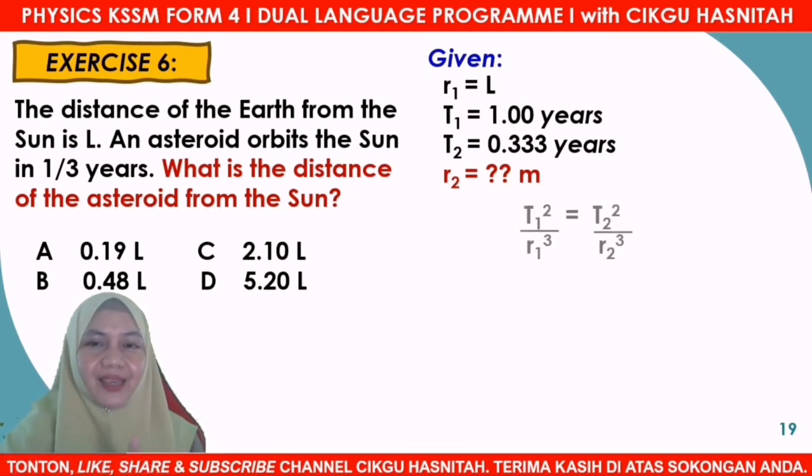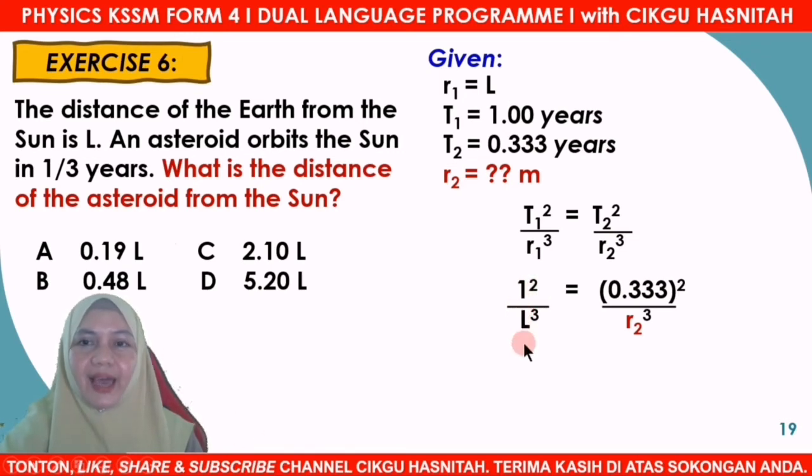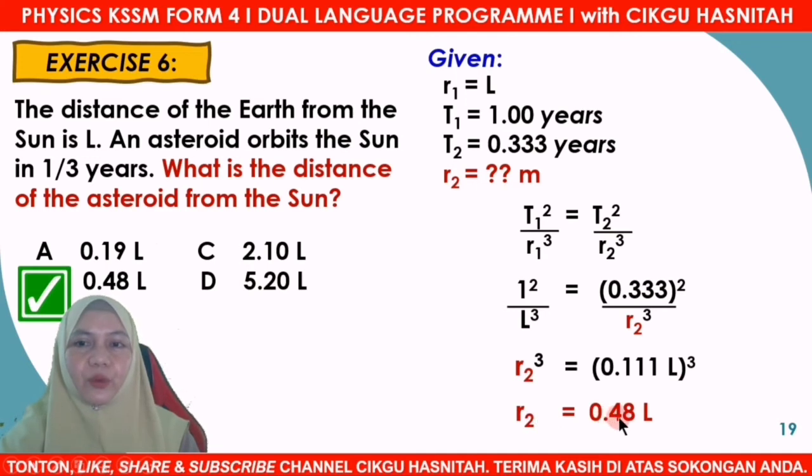So the second step, the equation. T1 R1 refers to the Earth and T2 R2 refers to the asteroid. And the third step, we do the substitution. So the orbital period of the Earth is 1 year and its orbital radius is L. And for the asteroid, this is the orbital period, 0.333. Don't forget the square and cube there. So we are looking for R2. So when you solve this equation, R2 is equal to 0.48 L in terms of L. Very simple, right? Very good.